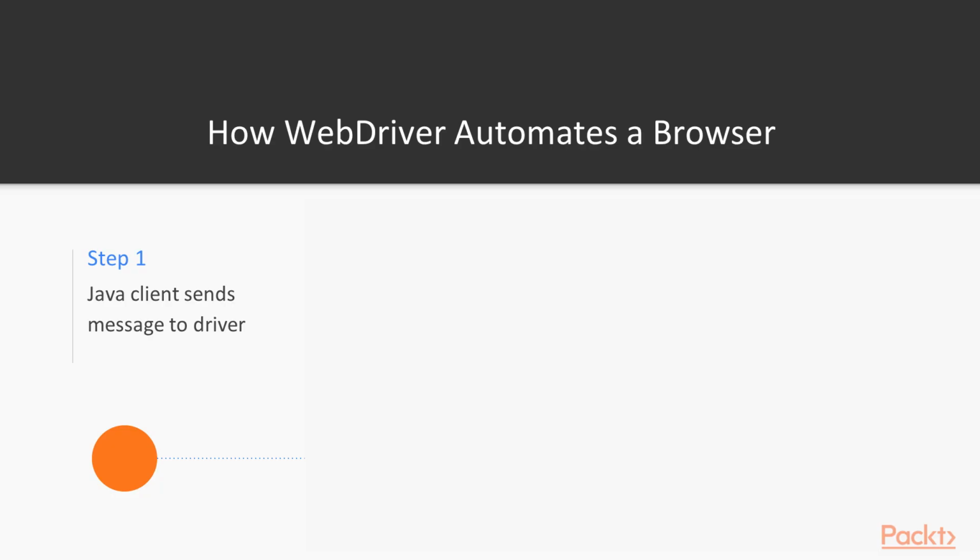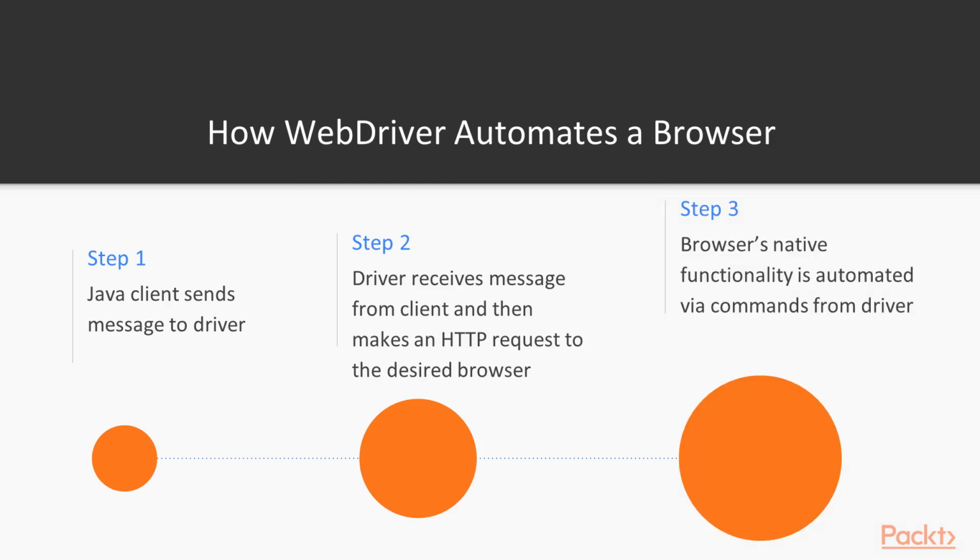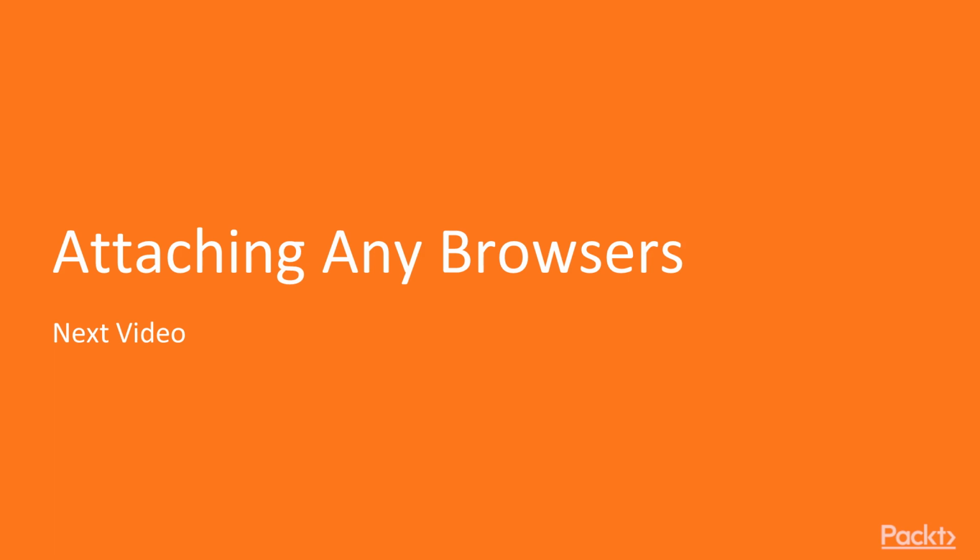So you might be wondering, how does WebDriver automate a browser? Well, it's really just a simple three-step process. Step 1, the Java client sends a message to the driver. In step 2, the driver receives a message from the client and then makes an HTTP request to the desired browser. And then step 3, the browser's native functionality is then automated via commands from the driver. In the next video, I'll show you how we can attach any browser and automate it.